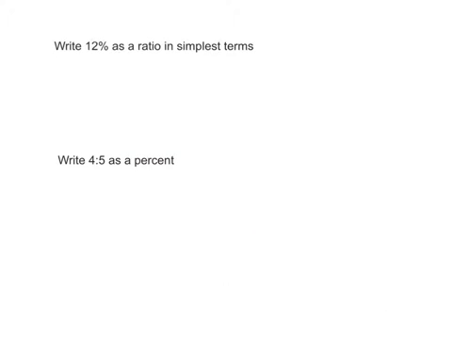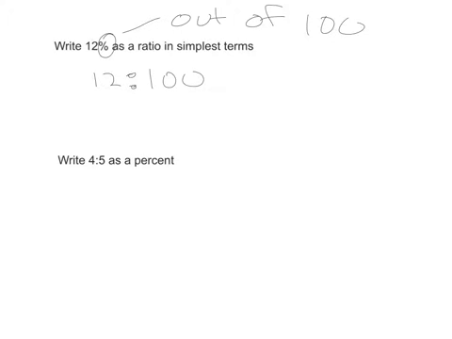Let's talk about this a little bit more. You can take percentages and change them into ratios like we've been working on. The key thing is, percent means out of 100. So we can write this as a ratio. It doesn't matter if you write it as a fraction. And you can see it's 12 out of 100.